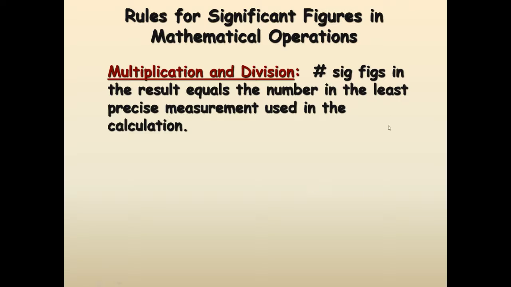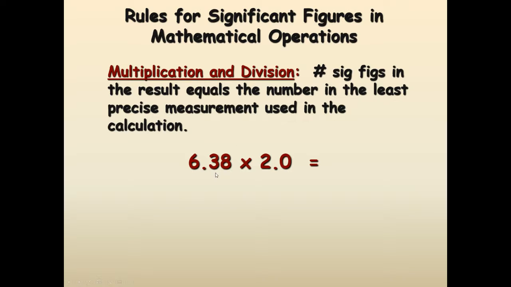So when it comes to multiplication and division, the number of sig figs in your final answer is the same as the fewest sig figs in your problem. Let me show you this.